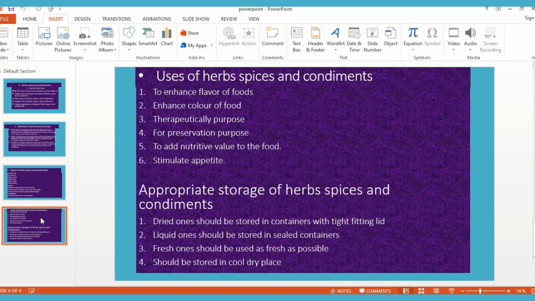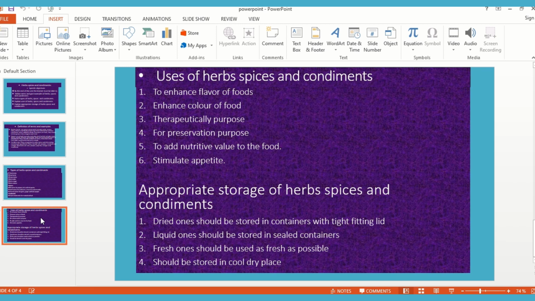We also have to look at the appropriate storage of herbs, spices, and condiments. The first one is that the dried ones should be stored in containers with tightly fitting lids. The second one is that the liquid ones should be stored in sealed containers.